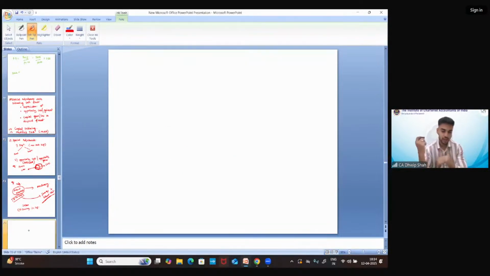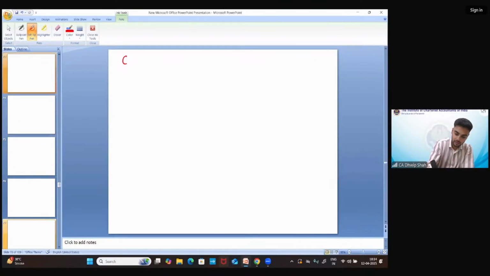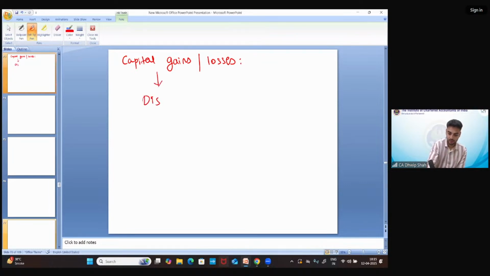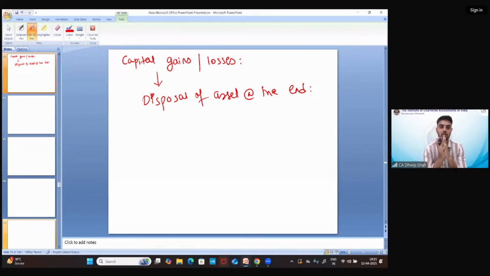Last but not the least, capital gains or capital losses. And this generally arises when there is disposal of an asset at the end of the project's life. At the end. Now, capital gains or losses is dependent on the concept of block of assets.